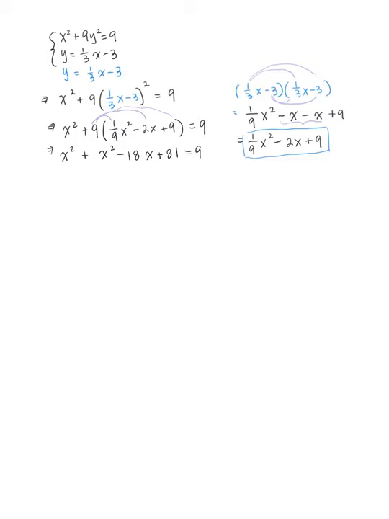All right, so now let's see where it's going to take us. I can combine these two, so we get 2x squared, and then we have minus 18x. And then I'm going to bring the 9 to the left-hand side by subtracting 9 on both sides. So let me just do that: minus 9 and minus 9.